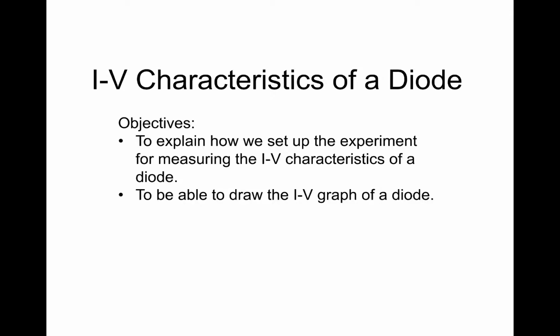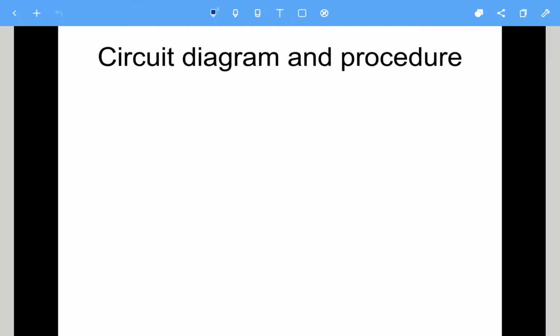This is lesson 6, and this is the IV characteristics of a diode. So the objectives are to explain how we set up the experiment for measuring the IV characteristics of a diode, and then be able to draw the graph and do an explanation of why the graph looks like it does with any relevant values. So just like the last two videos, I'm actually going to draw the circuit diagram as it is because I feel it makes it easier to see how it's constructed.